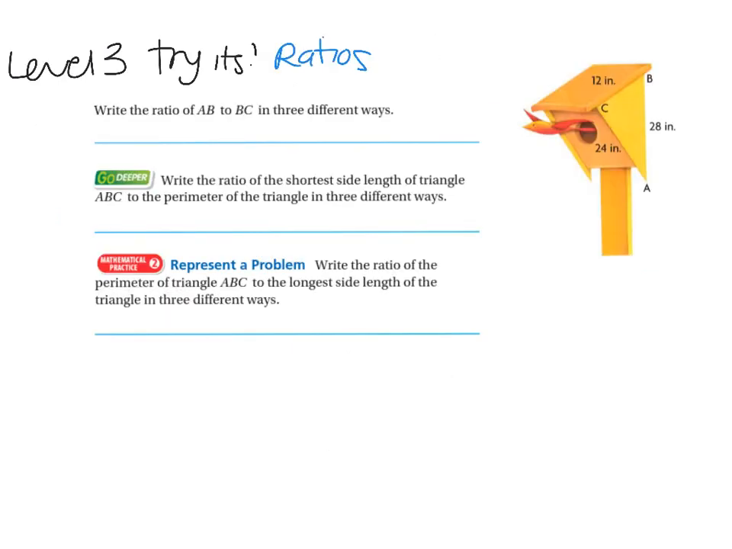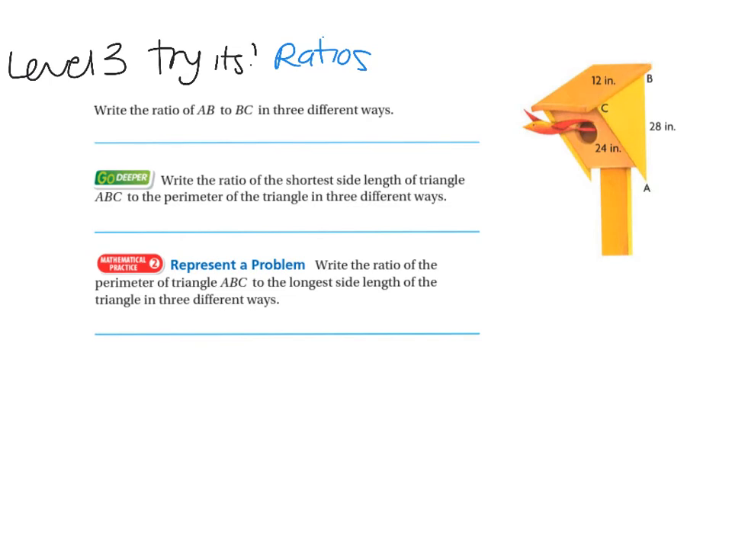All right, here's your level 3 try it for ratios. I have a level 3 try it for ratios, and then one more for rates. So we're going to take a look at this little picture here. I'm going to read and explain it, and then I'll let you try it. So we've got this cute little birdhouse. You'll notice the triangle ABC.